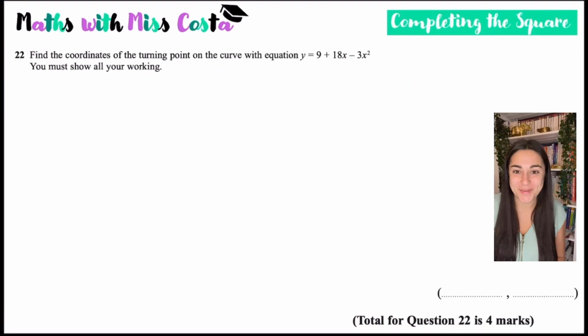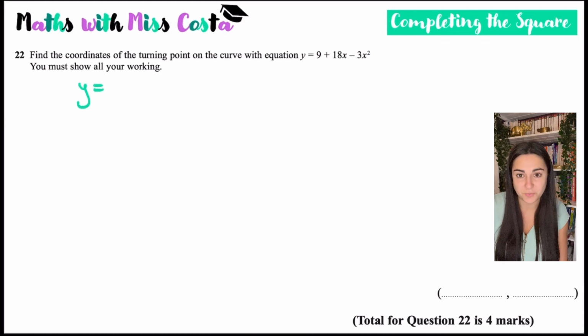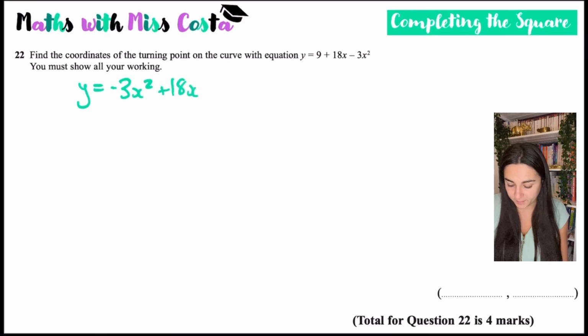Okay, so we've come and made it to the last question. So it wouldn't be the last question if it wasn't a little bit tricky. So we need to find the coordinates of the turning point of a curve. Now, in order to do that, we can use completing the square. So let's have a look at this. Now, I've got this quadratic, and first thing I want to do is just write it in descending order of powers. So let's write it as y equals minus 3x squared plus 18x plus 9.